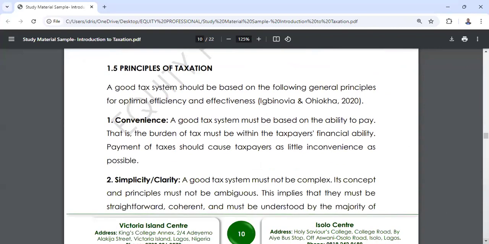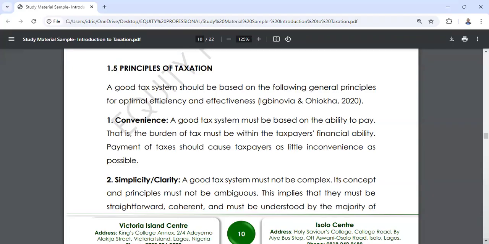Principles of convenience simply means a good tax system should be convenient to the taxpayer. The method of payment and collection of tax, and the time for collecting tax, should be convenient to the taxpayer. How? An example is FIRS, which about 3 years ago introduced a technology to make tax collection and tax filing convenient for taxpayers. They introduced a software. What is the name of the software? Tax Pro Max.